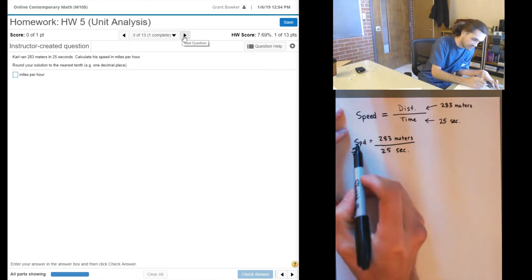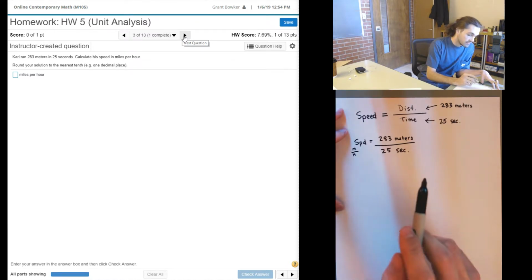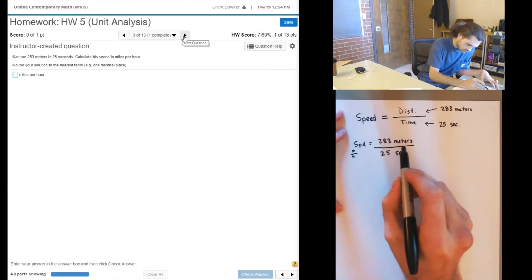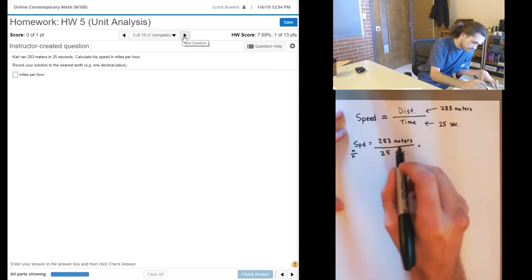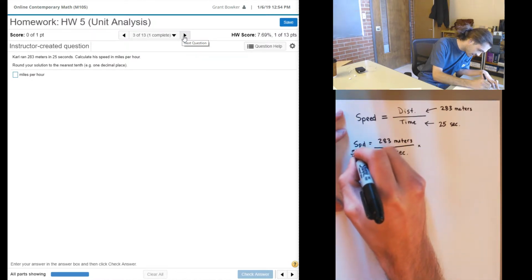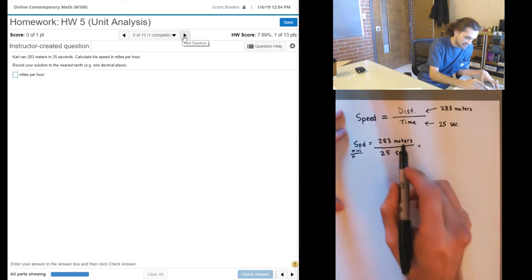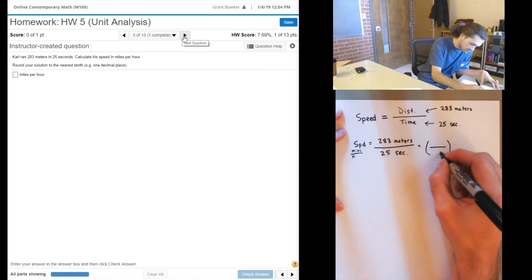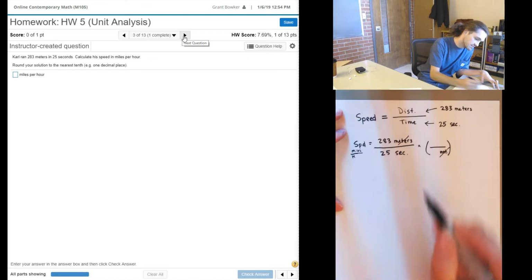So I'm going to write myself a little note that I want speed in miles per hour. So I need miles over hours. Well, meters is, I don't need meters, I need miles. So I guess I'll be more explicit about my M. So meters is upstairs. I need meters to go away. So I need to multiply by a fraction where meters is downstairs. So meters downstairs undoes meters upstairs.